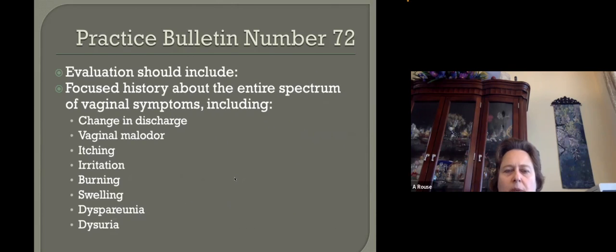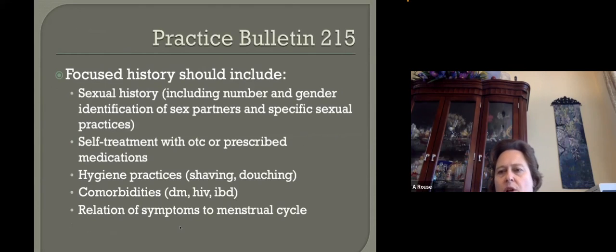So just keep in mind, when you're doing an evaluation, you should have these things evaluated or at least asked. What is the change in the discharge? Is there odor, itch, burn, irritation, swelling, dyspareunia, dysuria associated with the complaint? The focused history should also include information about their sexual history. So don't forget to ask about types of partners, number of partners, and what they're doing.